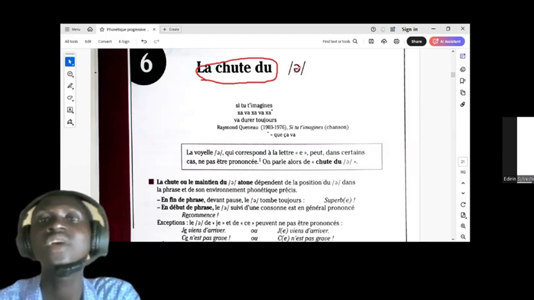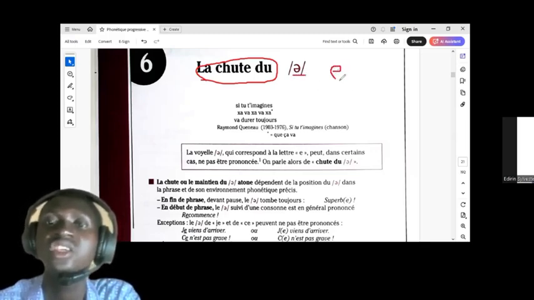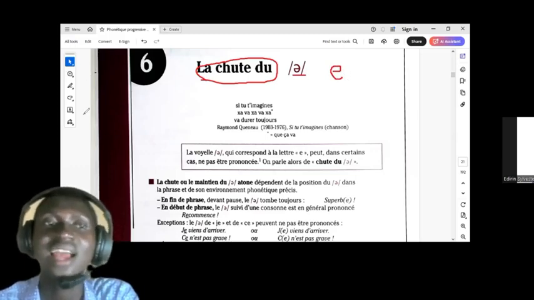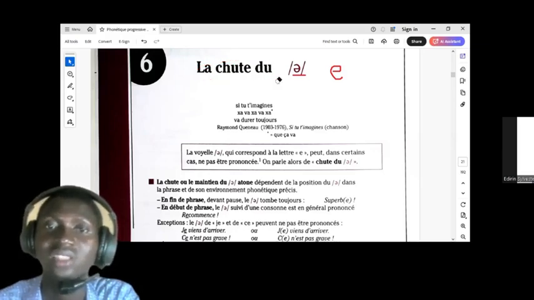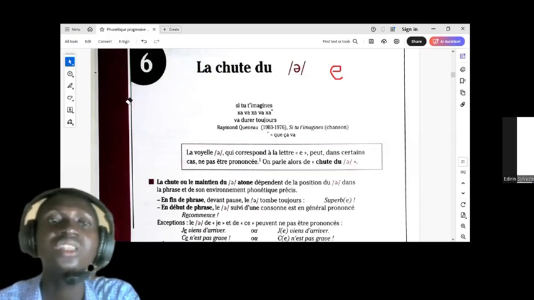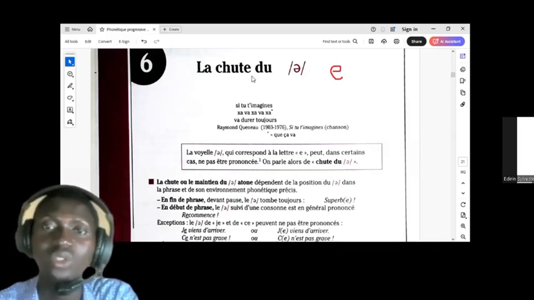Now, for a start, to realize this particular E phoneme, it is a letter E in French without any accent on it, whether accent grave, circonflexe, tréma, whatever. Number two, this E must not be followed by another vowel. That's how you realize this particular phoneme.